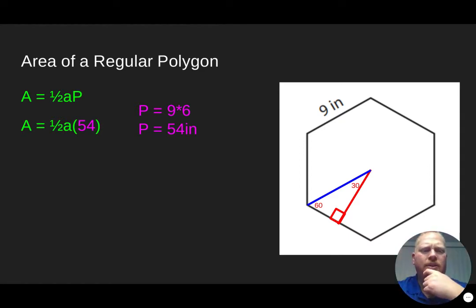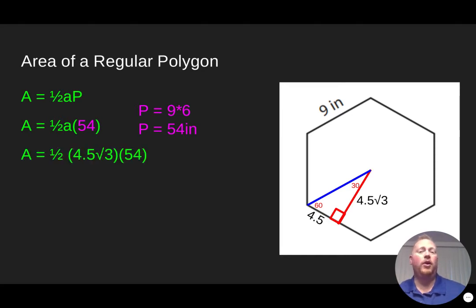So here's my logic. If one entire side is 9 and the apothem goes to the very center of that side, wouldn't the distance from the right angle to the 60 degrees just be half of 9? So now I've got this part being 4.5. So the short leg of this triangle is 4.5, which makes the long leg 4.5 times the square root of 3. Okay, is that starting to come back to you? So now I know the apothem. So I can take that and plug it in.